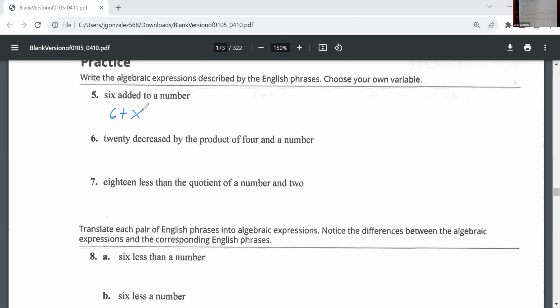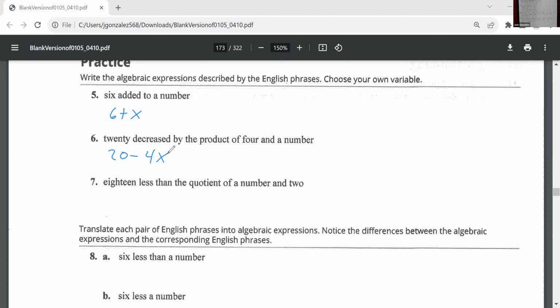Number 6. 20 minus 4x. Decreased by the product of 4 and x. Oh, and a number, sorry. What was your answer? 20 minus 4x. Yeah, that's right. Sorry, I haven't done these yet.